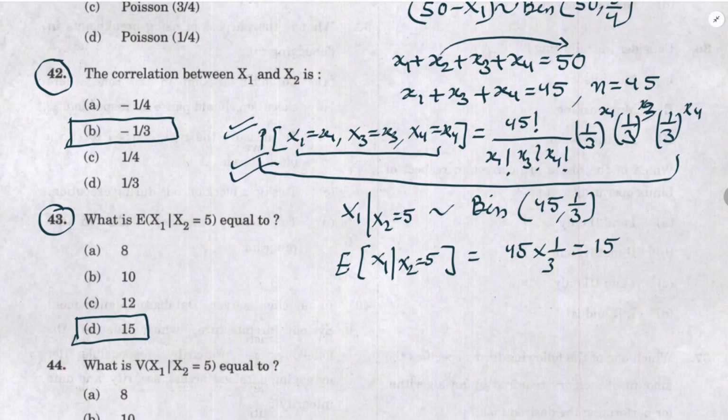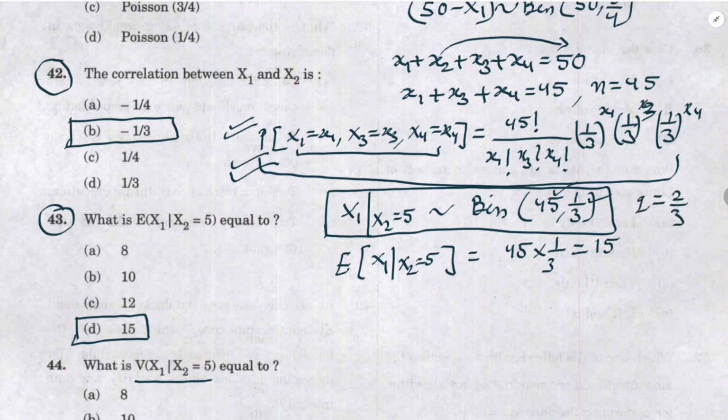Now what is the variance of x1 given x2 equals 5? We know the conditional distribution of x1 given x2 is this one. The value of n is 45, the value of p is 1 by 3, and the value of q will be 2 by 3. So the variance will be n p q, that is 45 into 1 by 3, which is 15, as we already calculated, into 2 upon 3. So this will give us 10.